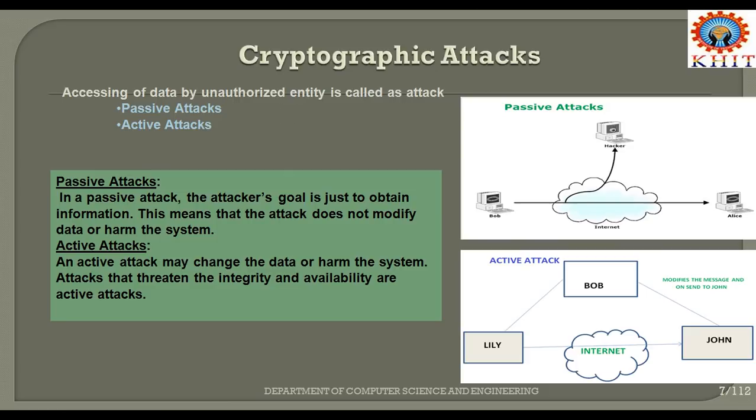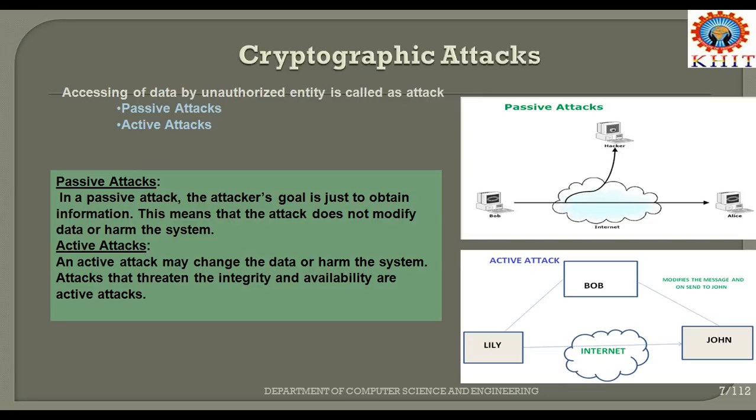Now, the next topic is cryptographic attacks. What is a cryptographic attack? An attack is nothing but the accessing of data by an unauthorized person in the communication. The accessing of data by an unauthorized person is called an attack. Generally, these attacks are of two types: passive attack and active attack.